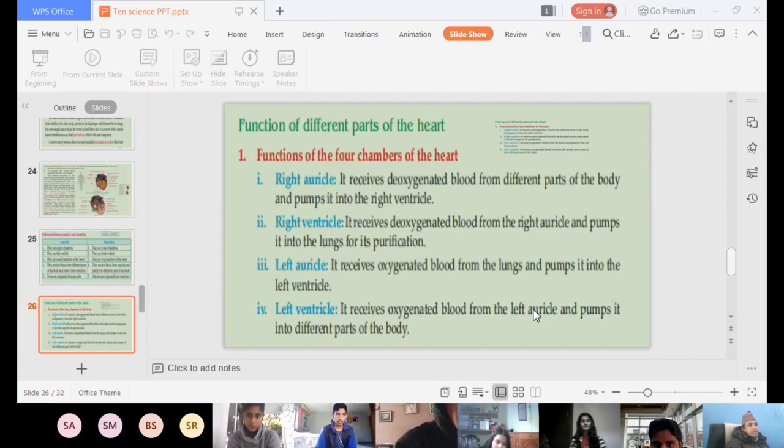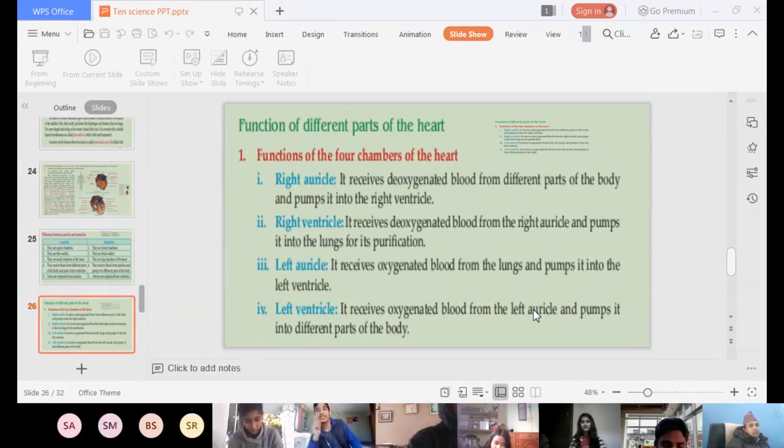Vivek Thapa, please be present. I can see Khada. Can you tell me why blood is sent to the lungs?